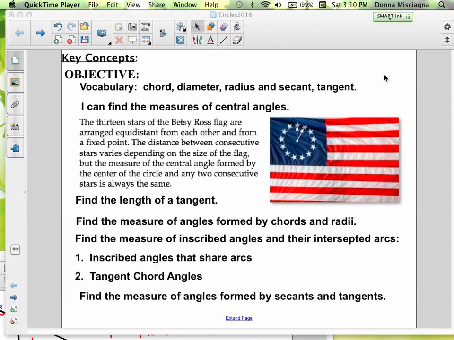Welcome. So now we're going to learn about circles. Some vocabulary words we're going to learn are chord, diameter, radius, secant, and tangent. We're going to learn to find the measures of central angles.